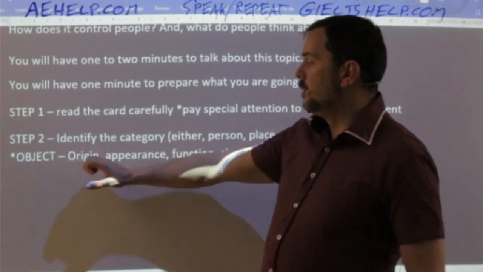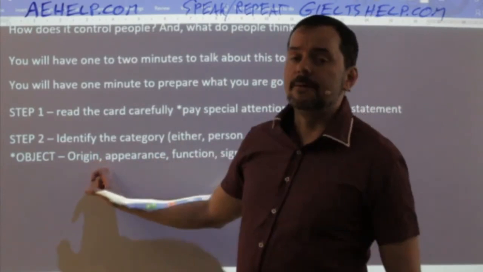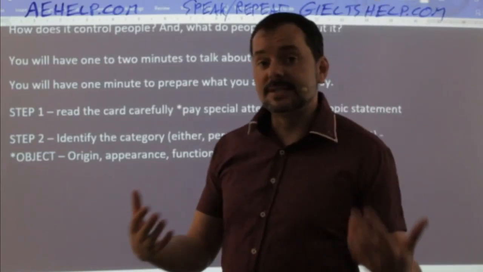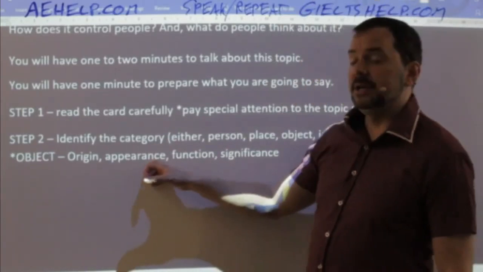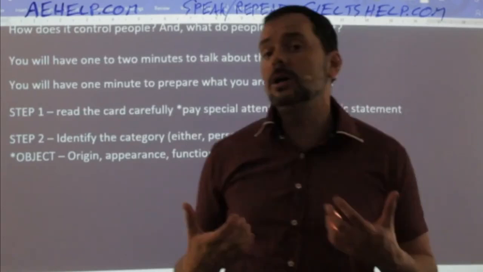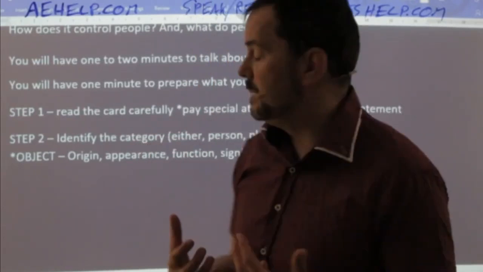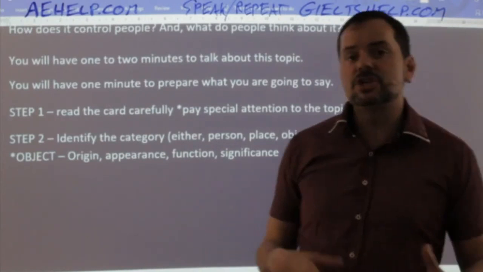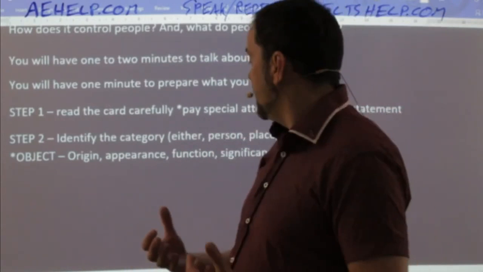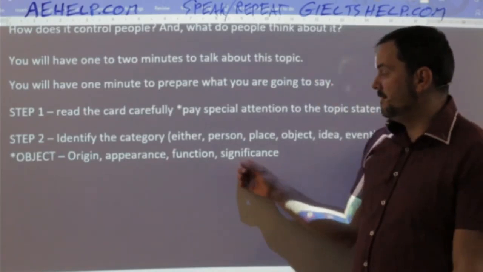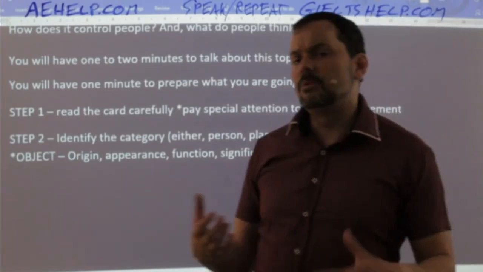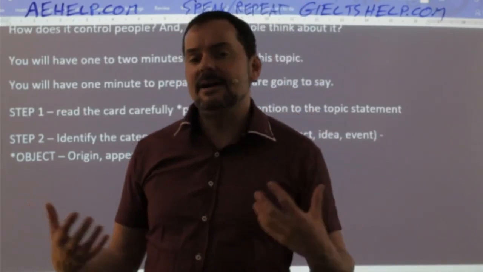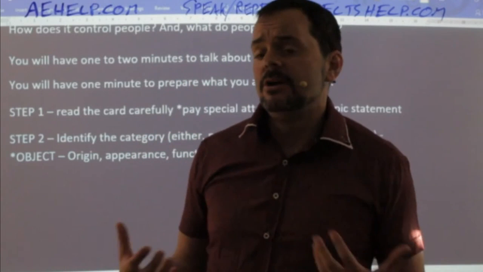So, object, when you talk about it, origin, where does it come from? Where did you get it? Okay, how did it get to you, or how did it get to society in this case? Its appearance, what does it look like? Okay, what's the appearance of this? And its function, so how does it function? How does it work? And then its significance. So why is it important? What utility does it have? What place does it have in society, or what place does it have for the individual?